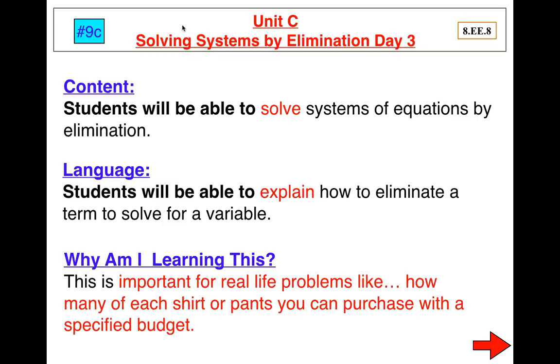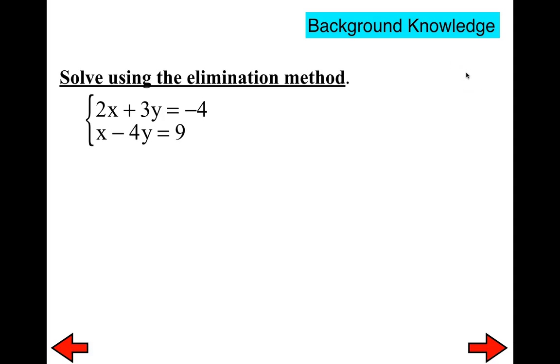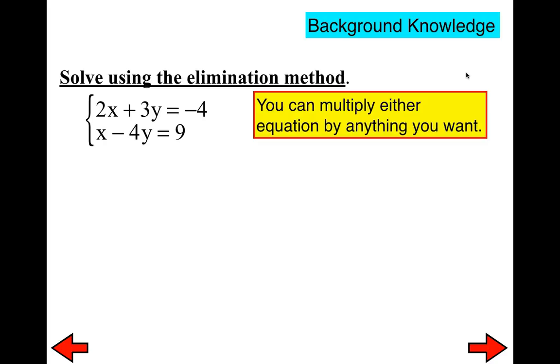Well, it's important for real life problems like how many of each shirt or pants you can purchase with a specified budget. So first, let's go over some background knowledge. We've used elimination for a while now. In this case, our goal is to make sure we can at least eliminate one variable.